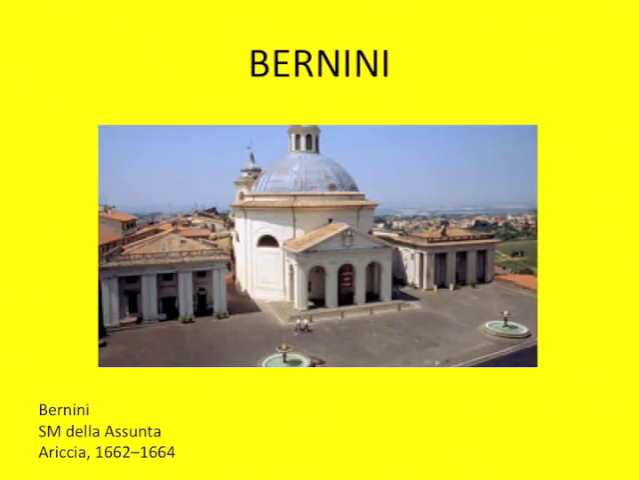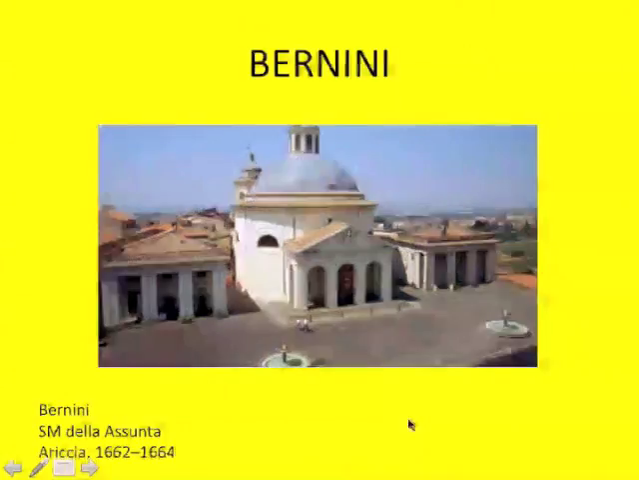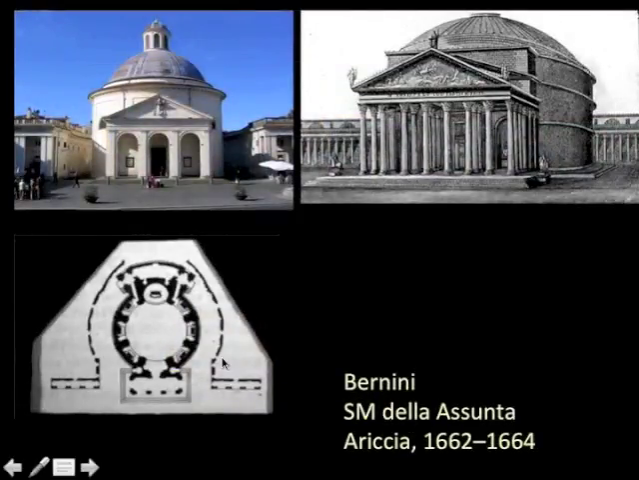One of my favorite strategies used by Bernini is in this town on the outskirts of Rome, in this hilly area called the Castelli Romani. And it is Santa Maria della Assunta in Aricia. It looks kind of like a big lumpy thing. But what's Bernini doing here? And this is the answer to what Bernini is doing here.